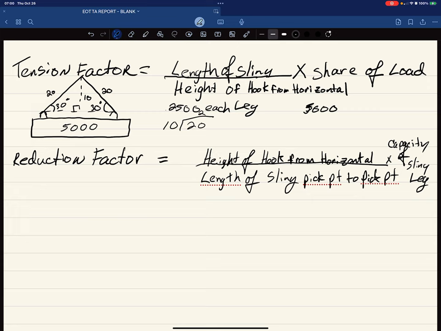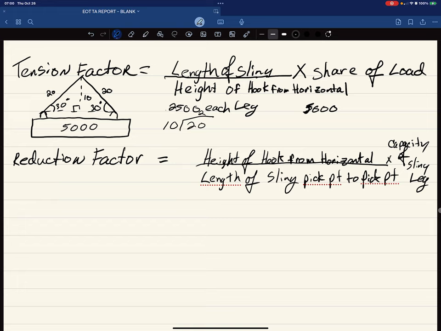So obviously this is a bad scenario. Not truthfully a bad scenario, but we wouldn't want to go any lower than 30 degrees. And we would want to lengthen our slings or change our rigging hardware up.